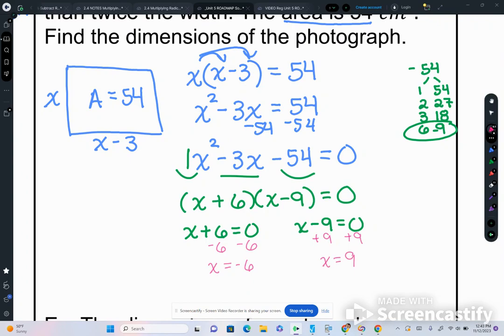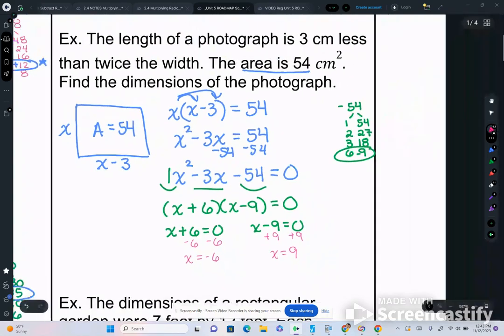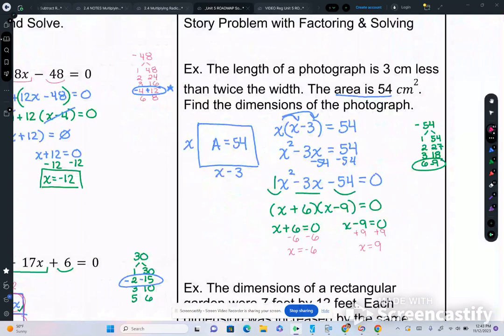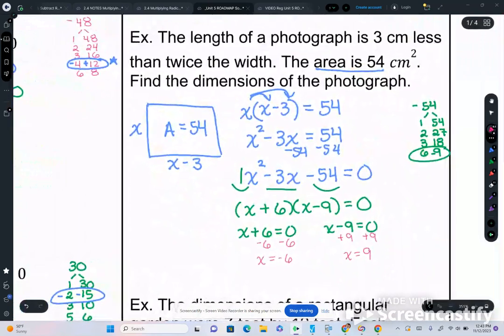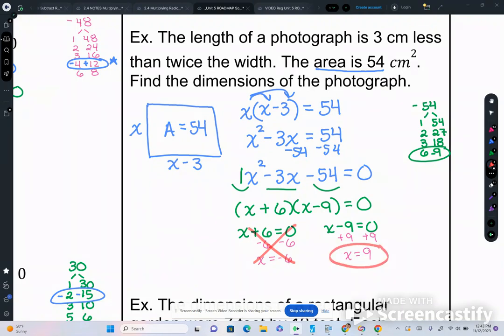And so now we've solved our quadratic like normal. But as we're looking, remember that what it's asking for us is to find the dimensions of the photograph, which means we want to know how many centimeters each side is. And we can't have a length be negative, so this one doesn't make sense. So x equals 9 is fine.